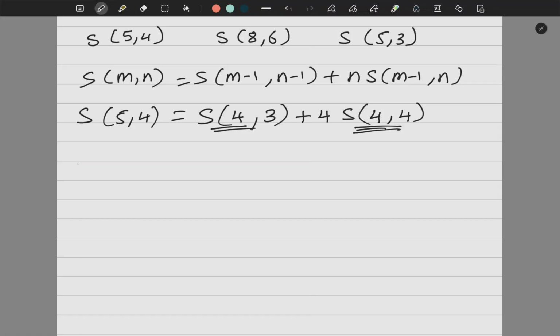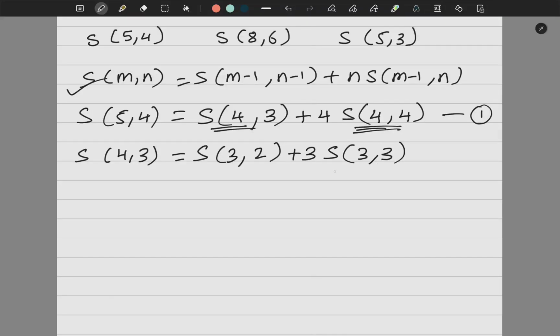So I'll find out S(4, 3) separately. If you want, you can split it here only. To avoid confusion, I am doing this. Let me name it equation number 1. Now again apply the same formula. What will you get? S(3, 2) plus 3 S(3, 3). Again this value I know, this value is unknown. Let it be equation number 2. So now I'll target this. If you want, you can solve it here in continuation in brackets, but I am finding it out separately to make it more clear.